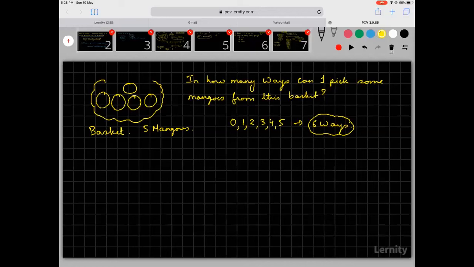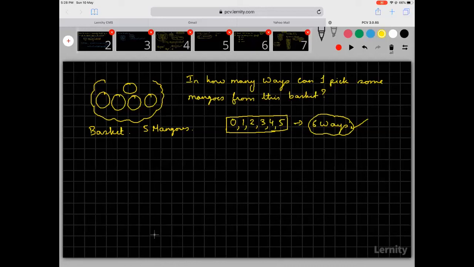Yeah, so I may pick up 0. I may pick up 1. I may pick up 2. I may pick up 3. I may pick up 4, or I may pick all of them. So do you understand that there are 6 ways of treating the mangoes? Yeah, so I hope you are able to understand this.